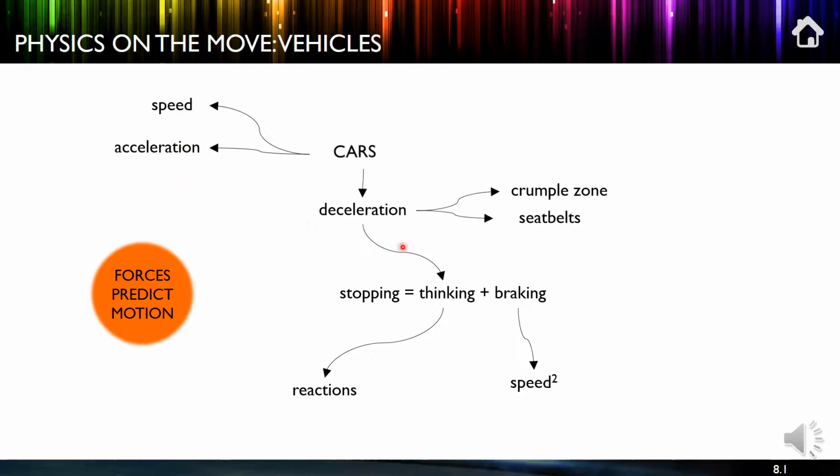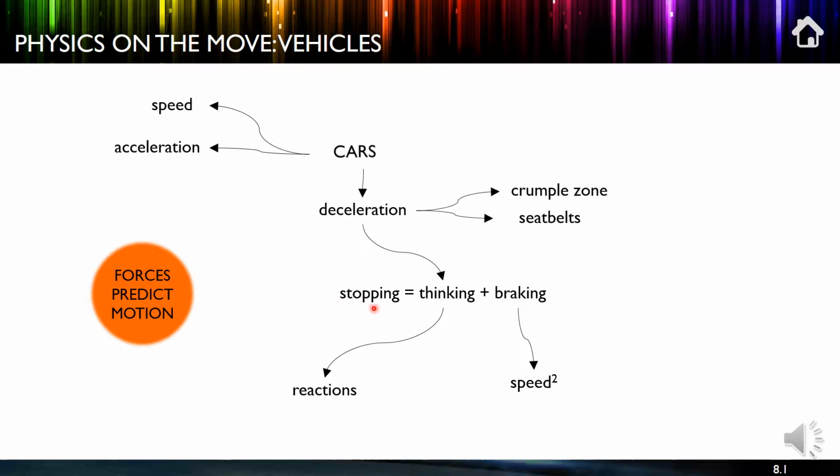So decelerating is also important. If we want to be safe, if there's a problem, we need to be able to stop, and we need to be able to stop safely. So we have crumple zones and we have seat belts to help us do that. And then here we have our understanding or analysis of stopping.